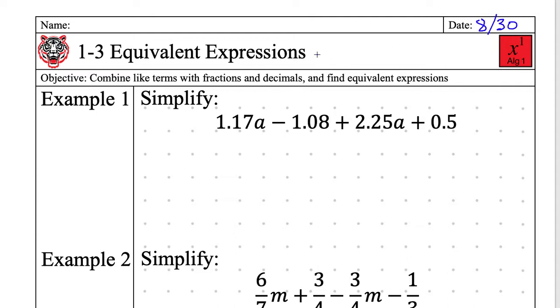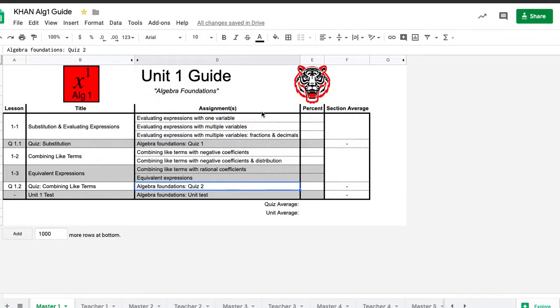Before we begin the notes, make sure that you finished your homework on Khan Academy, and make sure that you finish your summary from 1-2. So pause the video now and make sure that you've done those two things. Let's go ahead and see where we're going.